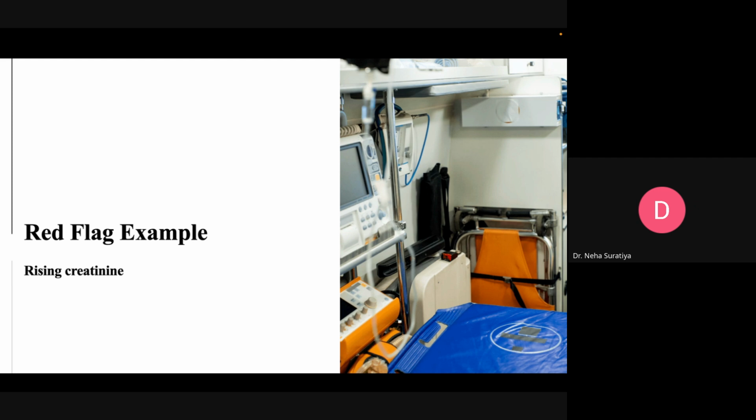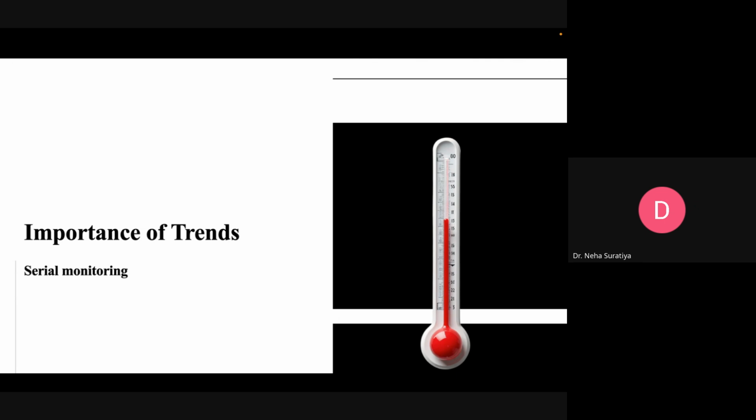Red flags are also considered a coming emergency, a future emergency, right? So we need to treat this too. Importance of trends. This is the trend I was talking about. Trend means pattern, guys. Pattern.